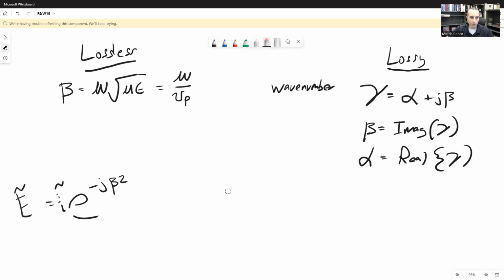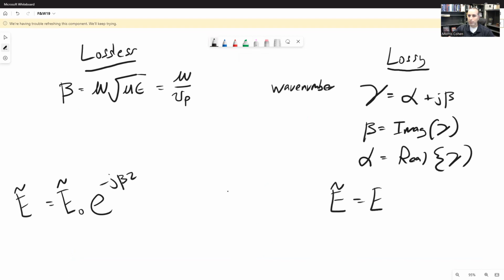Let me write this a little bit cleaner. All right, this is the electric field as a phasor. Take the electric field at the origin and multiply it by e to the minus j beta z. For lossy, it's going to be something similar, except instead of a j beta, we're going to write it as a gamma. So the electric field phasor is going to be the electric field phasor at the origin multiplied by e to the minus gamma z, where gamma equals alpha plus j beta. So it's got the real and imaginary components within it.